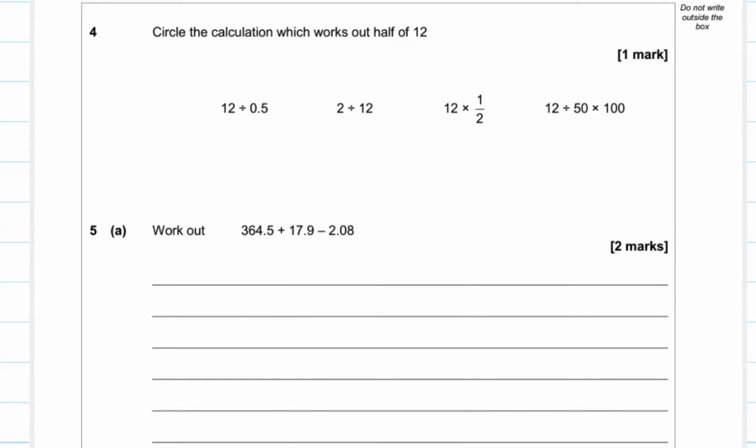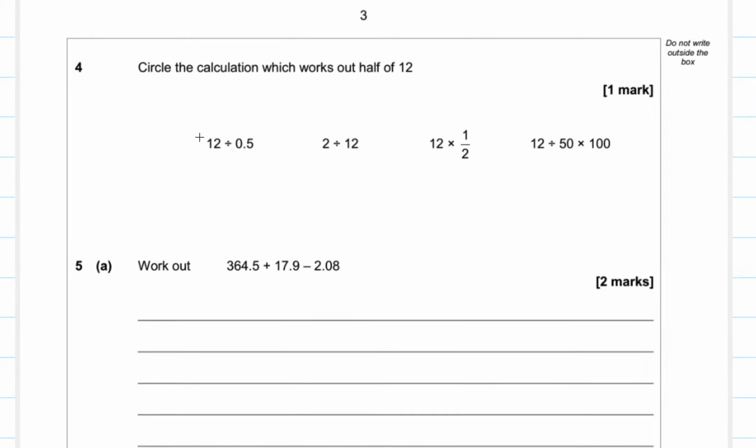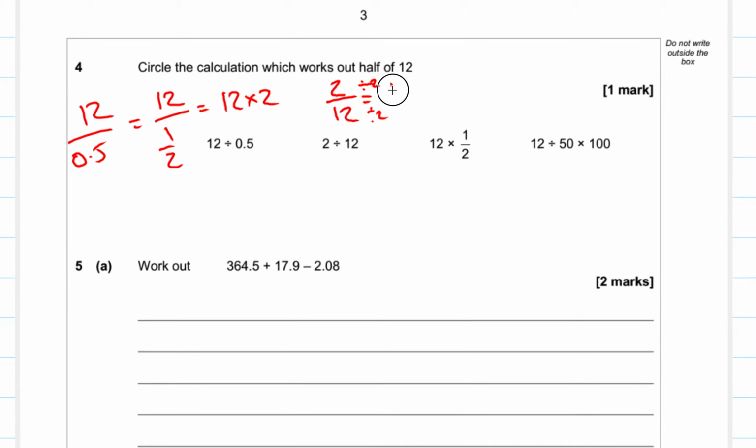The next question we have is circle the calculation, which works out to a half of 12. So the first one, 12 divided by 0.5, well, this is the same as 12 divided by a half, which is equal to 12 times 2. So whenever you divide by a decimal, you are essentially making that number bigger. So in this case, this is not a half of 12, so 12 divided by a half would actually give you 24, which is the same as 12 times 2. 2 divided by 12 is not equal to half of 12. This 2 over 12 we can simplify down by dividing both sides by 2, which equals 1 over 6.